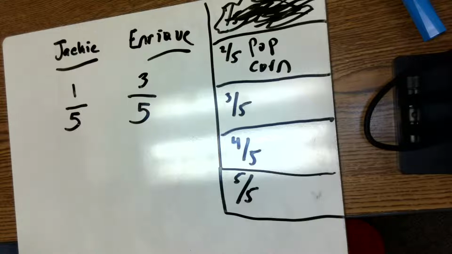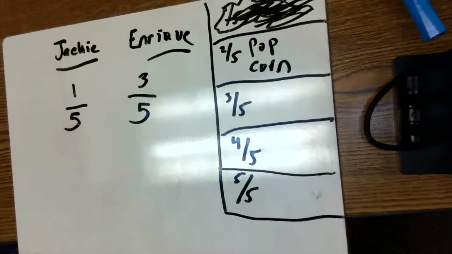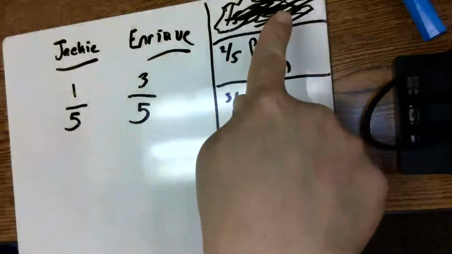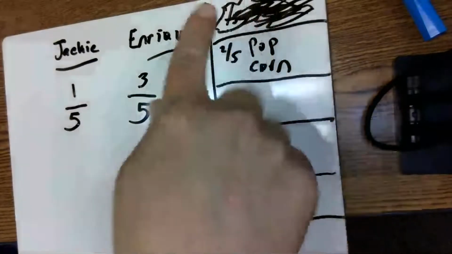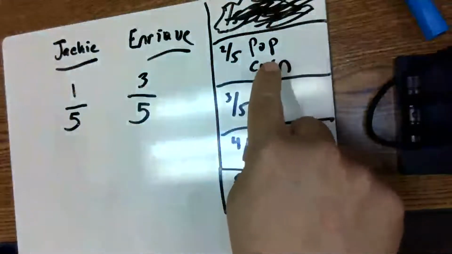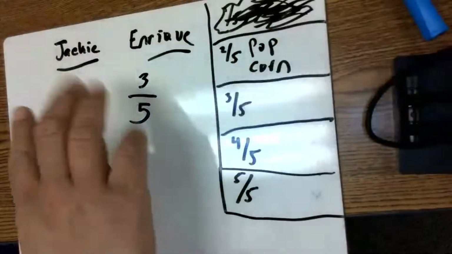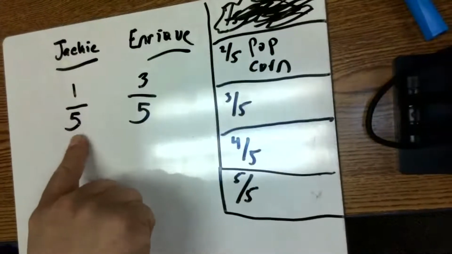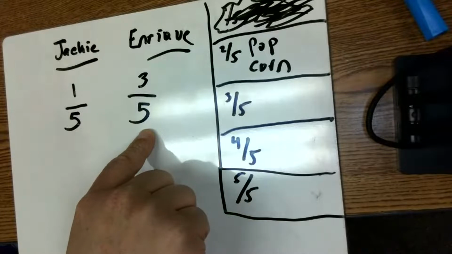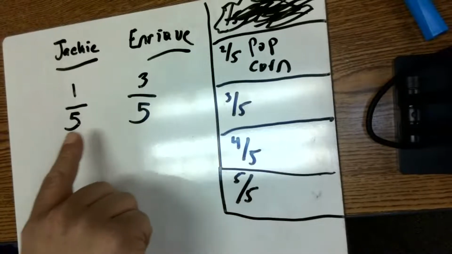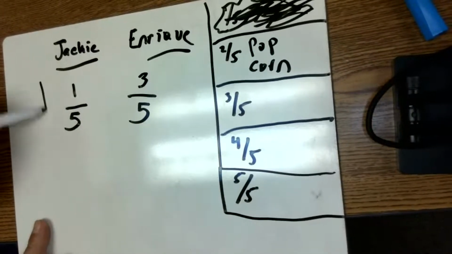I'm kind of confused on what we're supposed to solve here. It says name 3 other ways Enrique and Jackie could have shared the popcorn. We're not worried about the 1/5 of popcorn. It says to share the rest. So now we're only worried about the 4/5. 1/5 plus 1/5 plus 3/5 equals 5/5. But we're just worried about that. We already have the 1/5 over here. Okay.